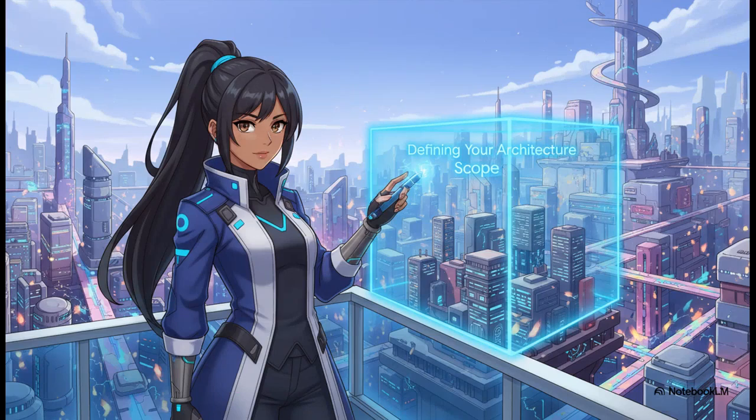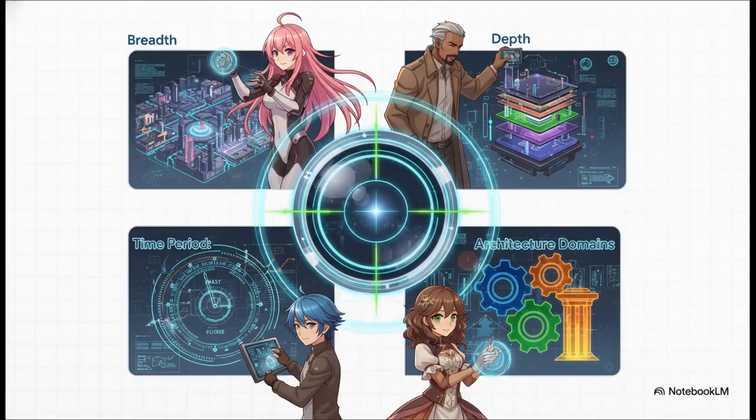Okay, Act 3, defining your architecture scope. Before anyone can actually start designing, our organization has to define its boundaries so they avoid catastrophic scope creep. To do this, they break down the scoping process across 4 dimensions. It's a lot like adjusting the focus and zoom on a camera lens.